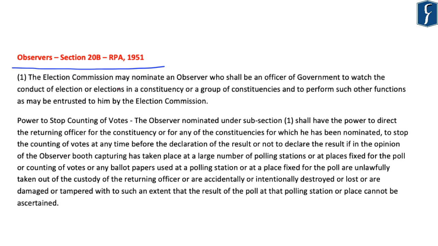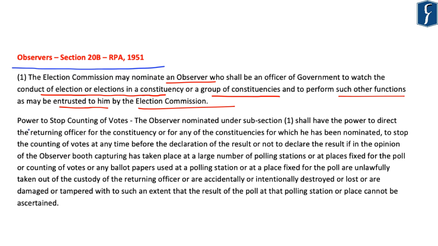Now the Representation of People Act of 1951 provides for observers. So here the Election Commission may nominate an observer who shall be an officer of the government to watch the conduct of election or elections in a constituency or a group of constituencies, and also to perform such other functions as may be entrusted to him by the Election Commission.